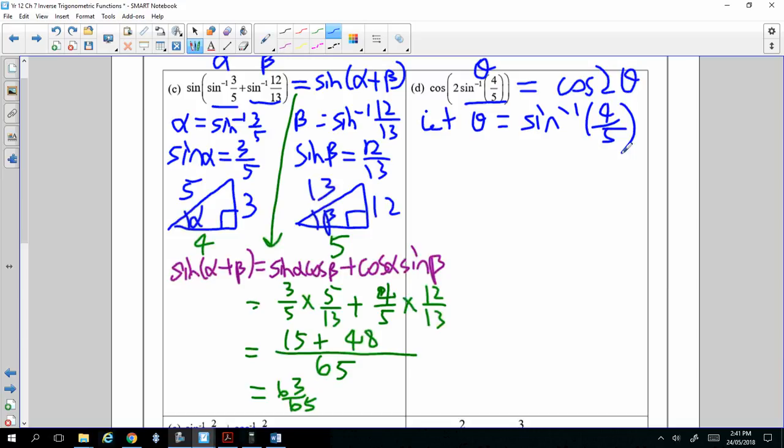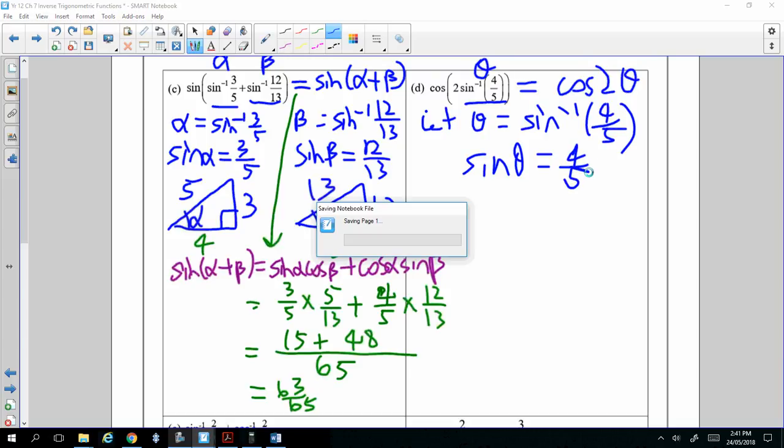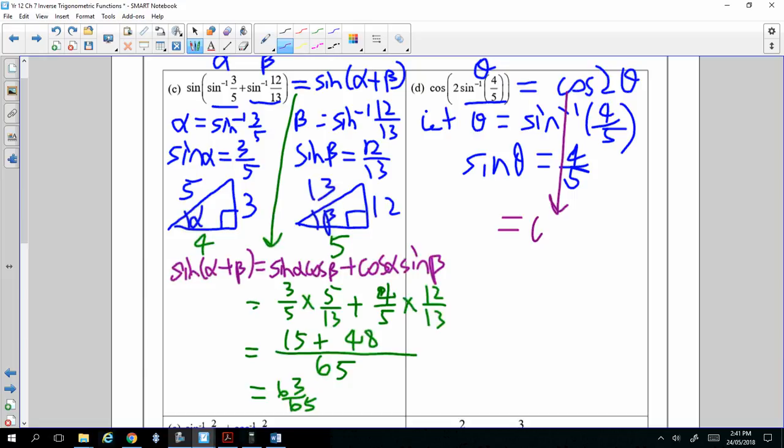Now if we look at this, cos 2 theta, we're going to expand it. Which one will be useful? There are 3 versions. There's cos square minus sine square, there's 2 cos square theta minus 1, and 1 minus 2 sine square theta. Which one would be appropriate? We have sine, right? It would be better if you just use this, because you don't need to draw a triangle, since it's given to you.